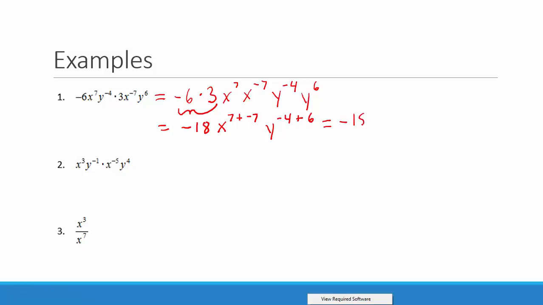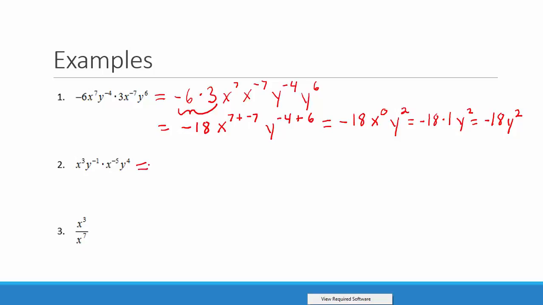Our coefficient is -18. Add the exponents. 7 plus -7 is equal to 0. And on the y's we have -4 plus 6, which is equal to 2. Any number or variable to the 0 power is equal to 1. So x to the 0 power is equal to 1. Then we can multiply -18 times 1 and we get -18 y squared for our answer.